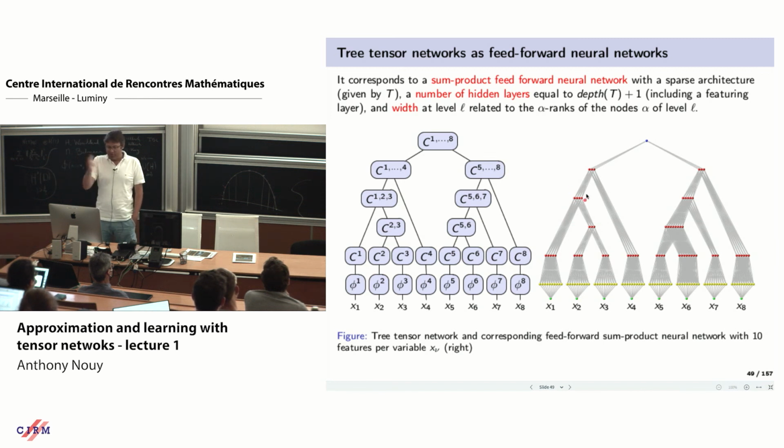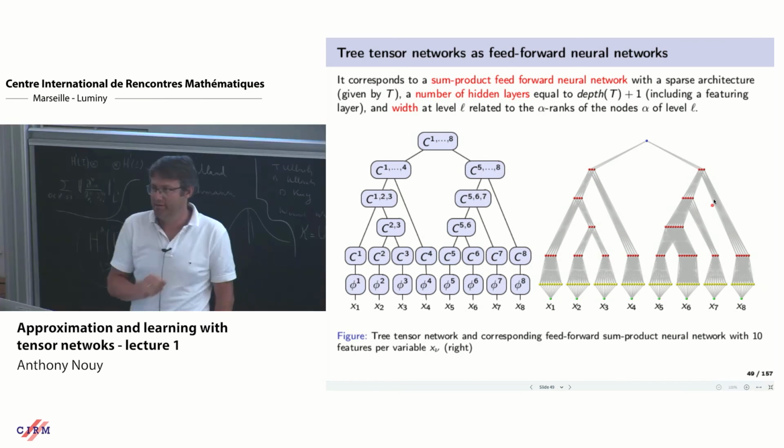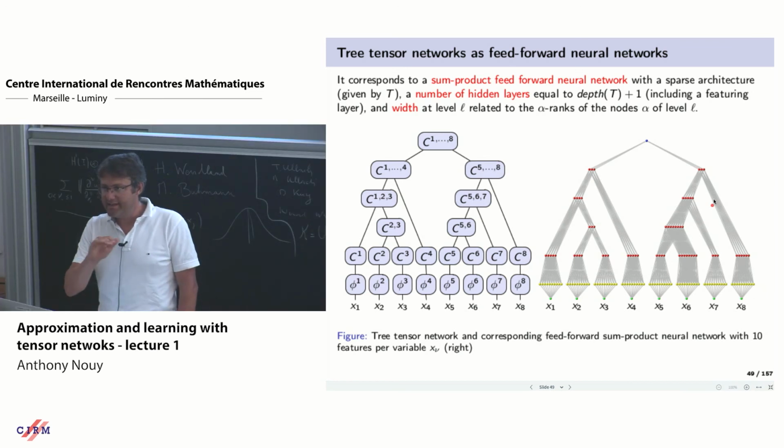Okay, so this is a translation. The depth of the tree will be related to the depth of the network. The width of the network, which is the number of neurons per layer, will be related to the sum of the ranks associated with this level in the tree. And that's it.